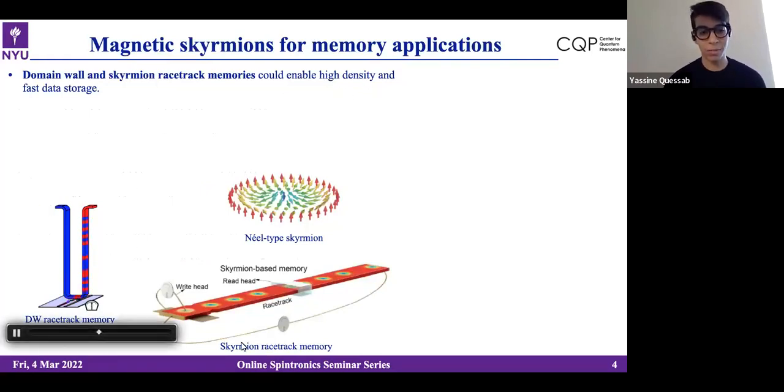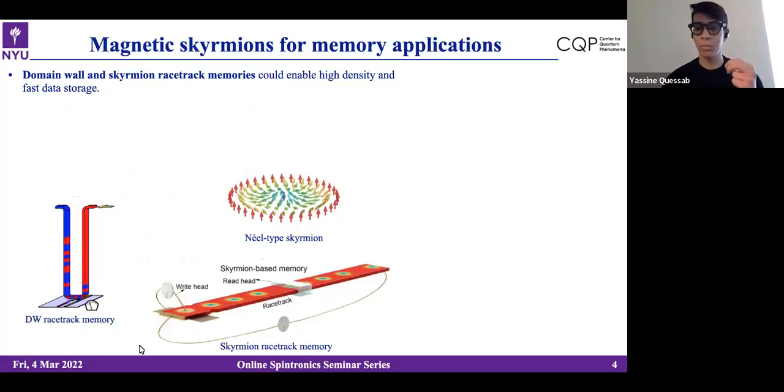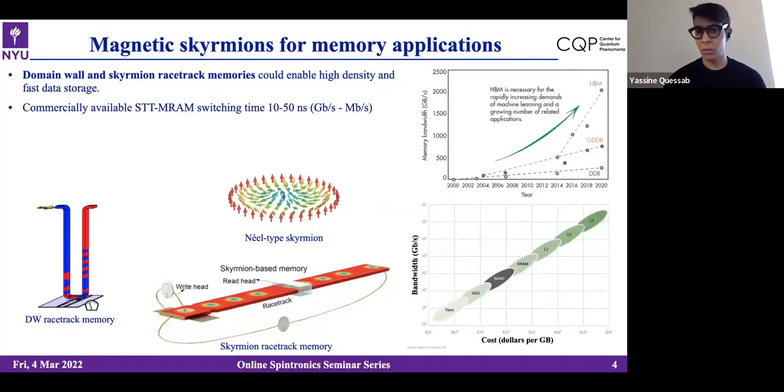So the idea of a domain wall racetrack memory emerged a few years ago at IBM, where the data will be encoded using domain wall motion induced by spintronics. And the domain wall motion will be detected using a magnetic tunnel junction. And then a few years later, that work was expanded to magnetic skyrmions. And I'm not going to go much into details in here because I believe you had a lot of talks before me that introduced this topic. But let me mention that I will be specifically interested in Néel-type skyrmions in my talk. So today, STT-MRAMs have a switching time typically between 10 to 50 nanoseconds, and that translates into a bandwidth of a few hundreds megabytes per second or a few gigabytes per second.